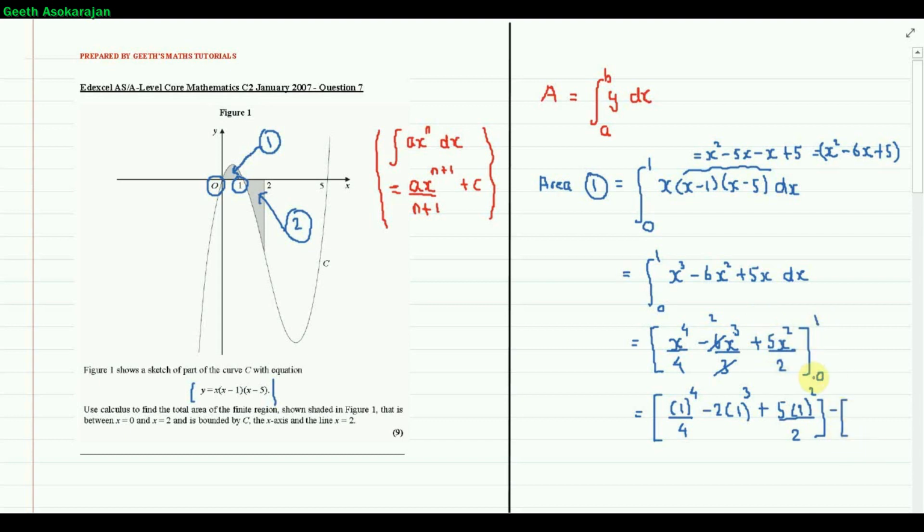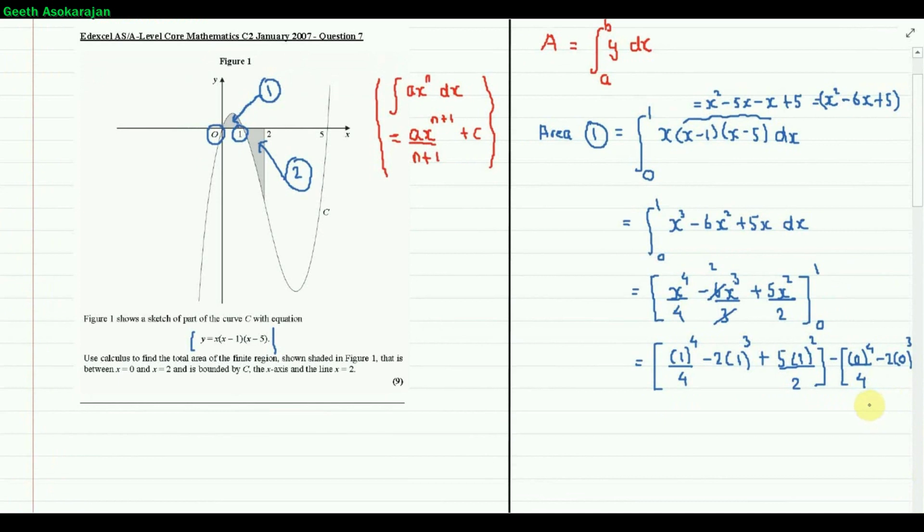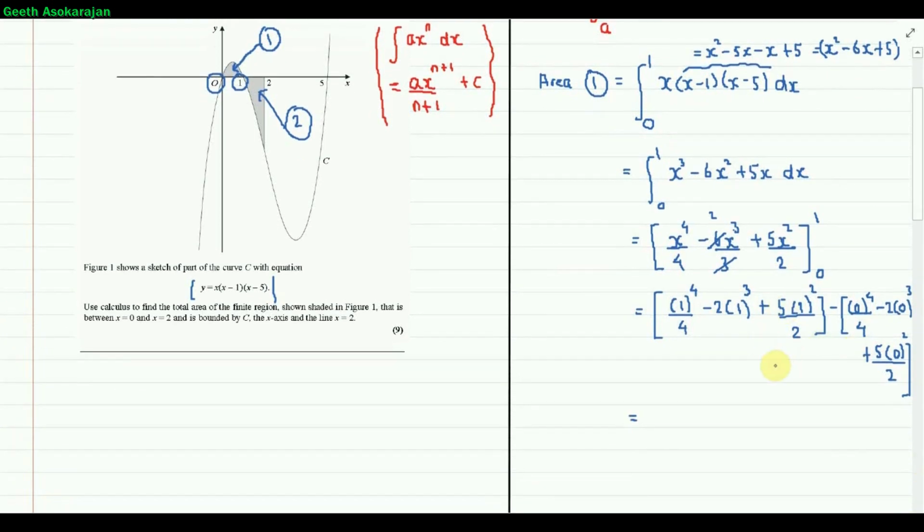When you replace the lower limit, which is 0, you'll get 0 to the 4 divided by 4 minus the 2, x replaced by 0, so 0 cubed. Let me continue below here. Plus the 5 into x replaced by 0, so 0 squared divided by 2. So that is what you'll get as far as the replacement of limits is concerned.